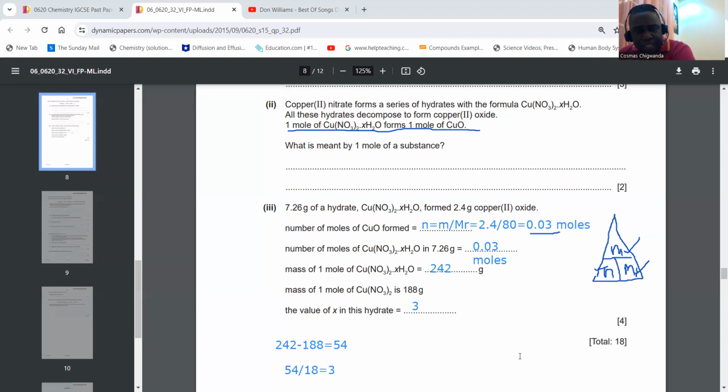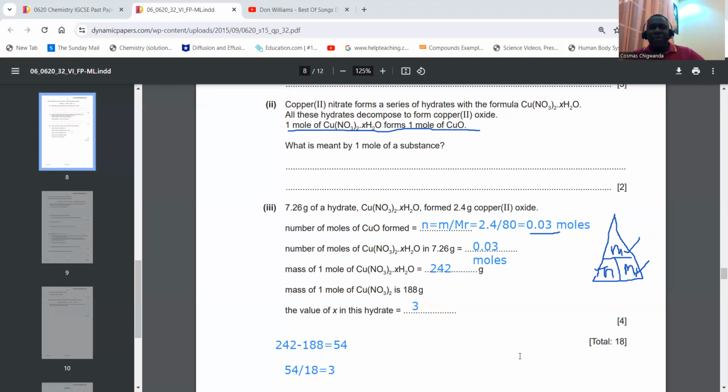Mass of 1 mole, which we have calculated, was 242. That includes water. But the mass of 1 mole of the nitrate only, the anhydrous without water, is 188. So you're going to say 242 minus 188, you get 54. 54 is the mass of water. But how many moles of water are present in 54 grams of water? You divide 54 by 18, and then you get 3.